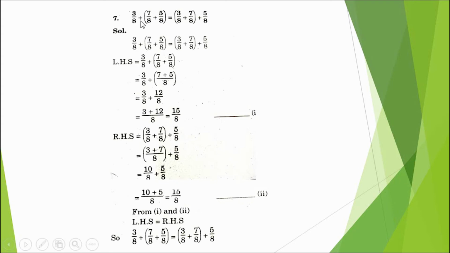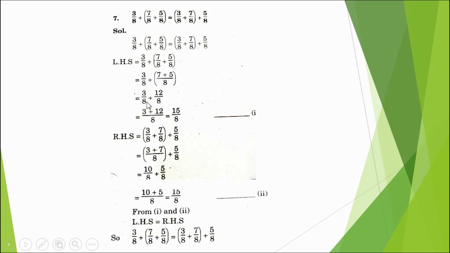Now question number 7: 3/8 + (7/8 + 5/8) = (3/8 + 7/8) + 5/8. We take this side as the left hand side. Now first of all we solve the brackets.